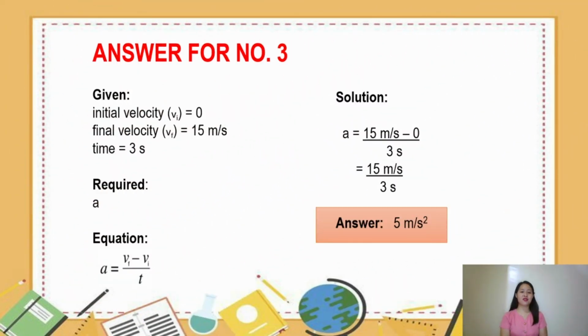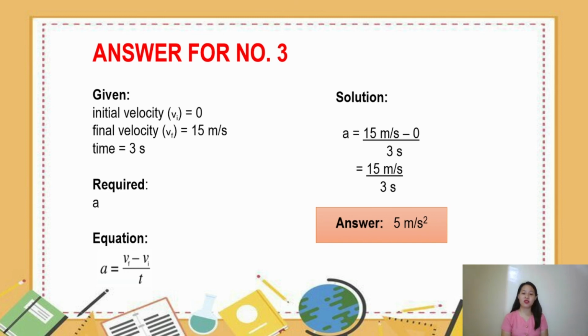And this is the answer for number 3. We have the given: initial velocity is equal to 0, final velocity is equal to 15 meter per second, and time is equal to 3 seconds. Required: acceleration. Equation: acceleration is equal to final velocity minus initial velocity divided by time.